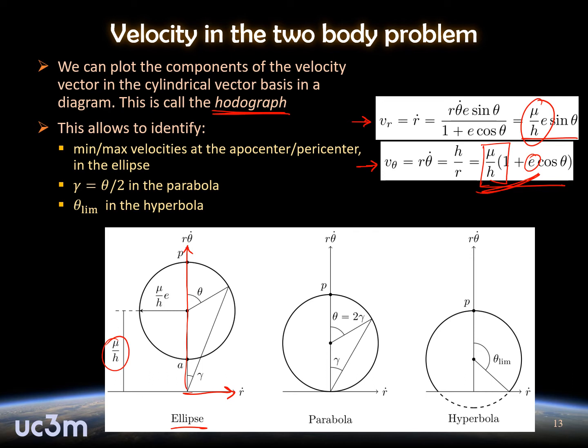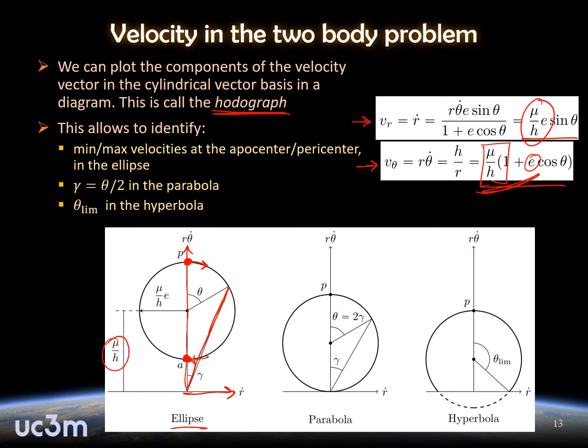So the pericenter is found when theta is equal to 0, and that gives you the maximum value of the velocity. At that point, all the velocity is in the azimuthal direction, and the radial rate is equal to 0. As you increase the value of theta in this diagram, you will move in this direction. So the azimuthal velocity decreases and the radial velocity increases. At the apocenter, you reach this point that gives you the minimum velocity, and again, all the velocity is in the azimuthal direction.